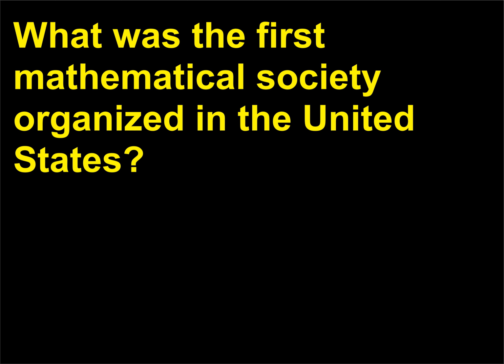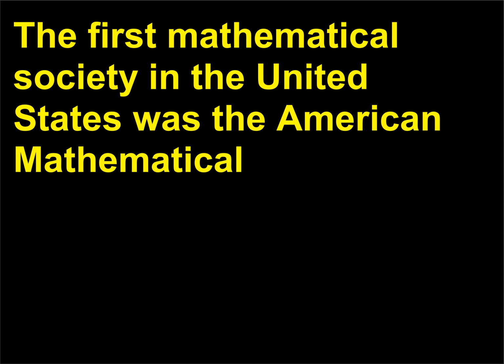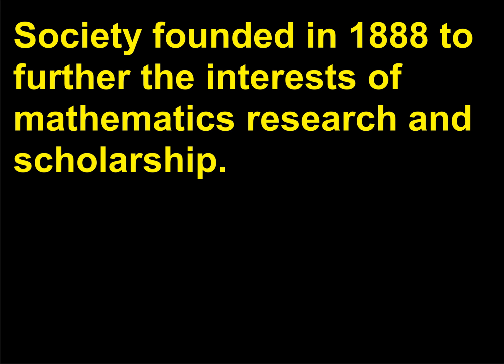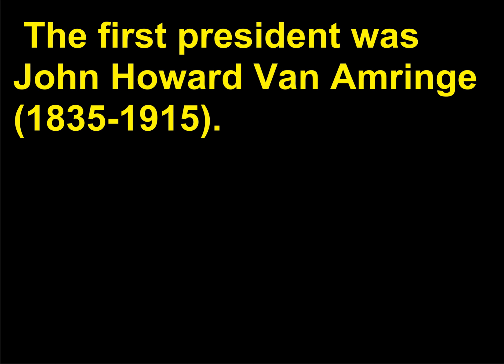What was the first mathematical society organized in the United States? The first mathematical society in the United States was the American Mathematical Society, founded in 1888 to further the interests of mathematics research and scholarship. The first president was John Howard Van Amringe, 1835 to 1915.